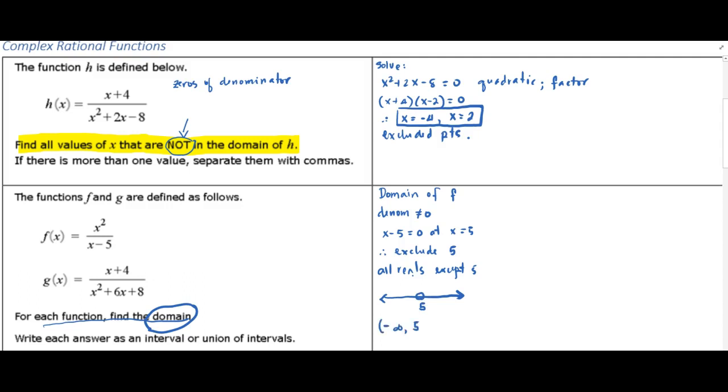As an interval, we denote this as minus infinity to 5, union 5 to infinity, two intervals, because 5 is a point of discontinuity. This is the domain of f.